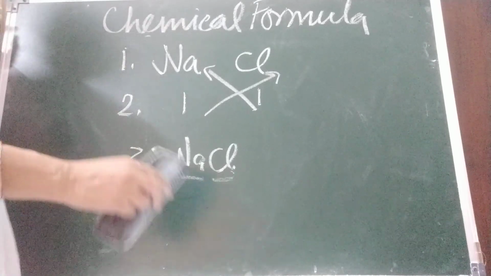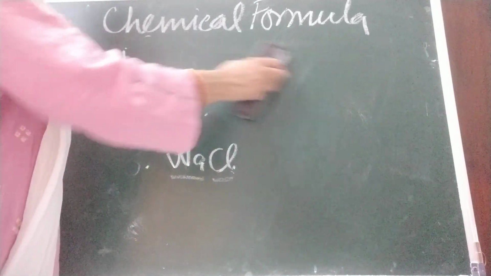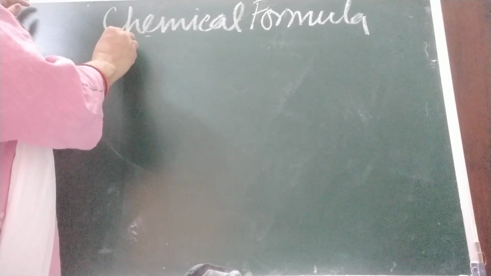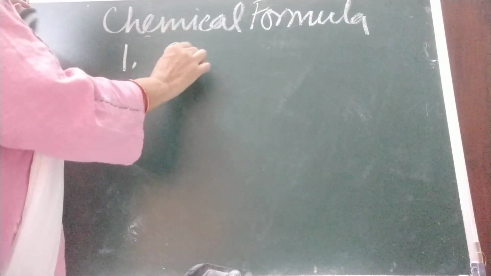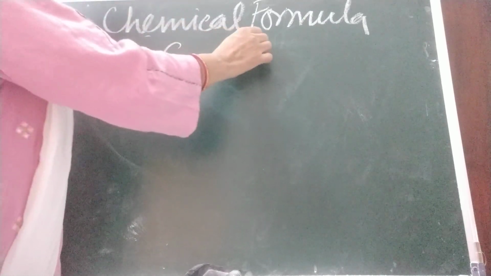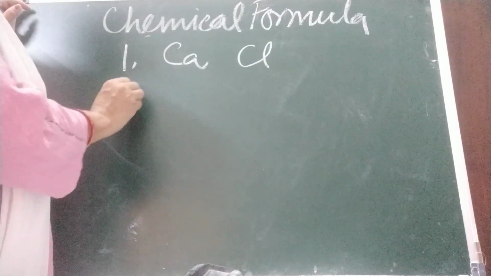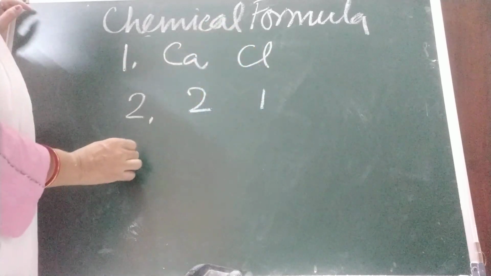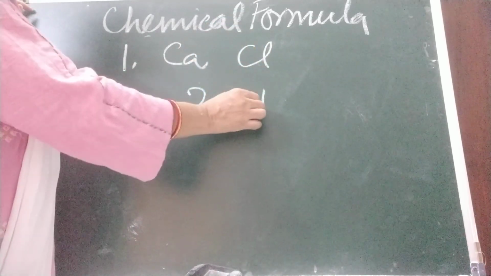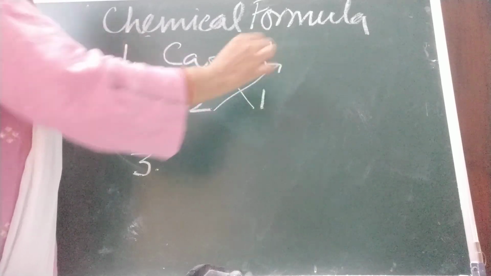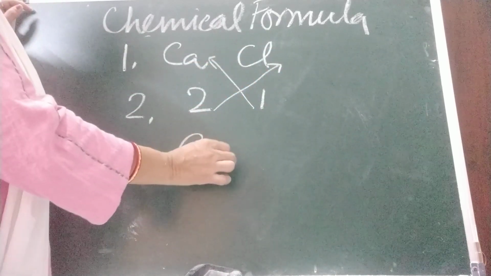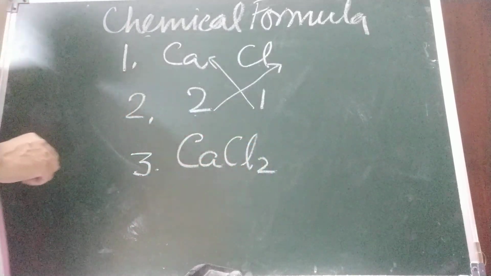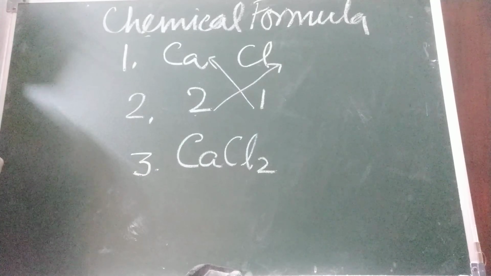Now calcium chloride. First step, symbol of calcium is Ca. Symbol of chlorine is Cl. Second, valency of calcium 2. Valency of chlorine 1. Third step, cross it. Ca1 we will not write, and Cl2. So this is what? Calcium chloride, CaCl2.